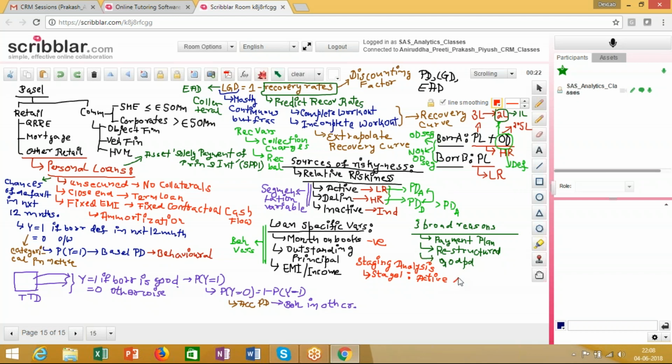So over here what we have is an active and non-delinquent borrower. Basically, over here we have the staging analysis, right? Stage one is the case where the borrower is active and non-delinquent, so the borrower is not delinquent at this stage.